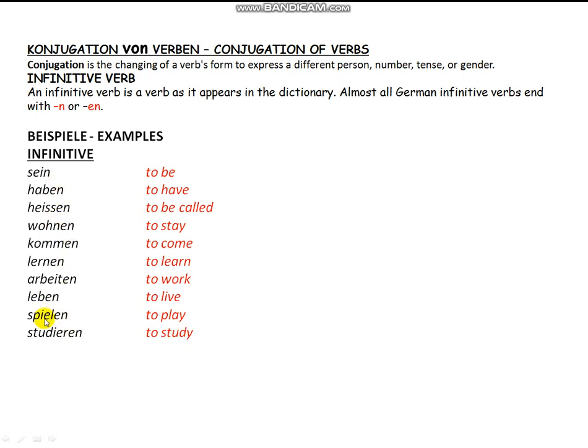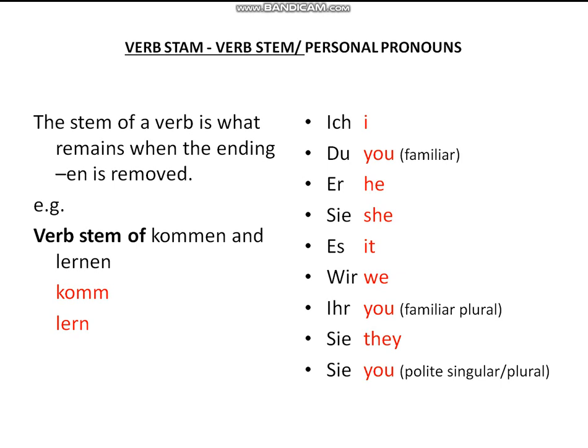Again, let me go through them without the English translation. We have sein, haben, heißen, wohnen, kommen, lernen, arbeiten, leben, spielen, studieren. So these are the first verbs that we are going to learn, and the verbs that we are going to conjugate. So let's go to our next slide.